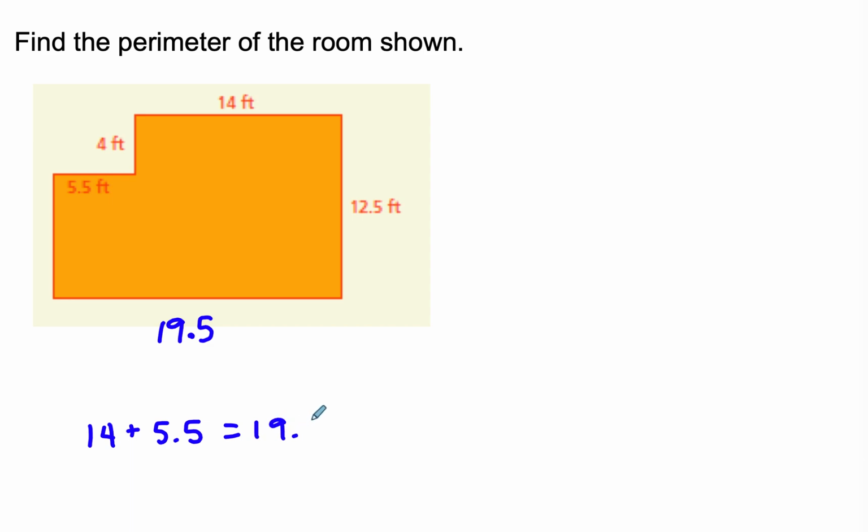That tells me the total for the whole bottom. And then I know this part is 14, or I'm sorry, I know this part is 4, and I know this part is 12 and a half. I have to subtract those to get this side. And that's going to tell me that this side is 8.5. All right, go ahead and pause the video and finish this problem up.